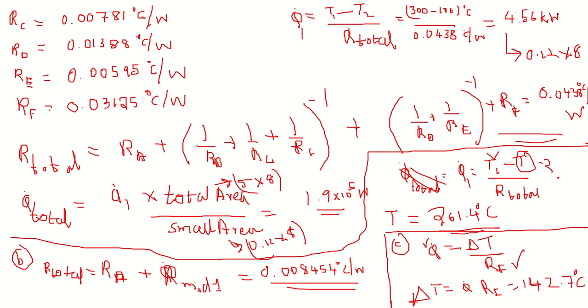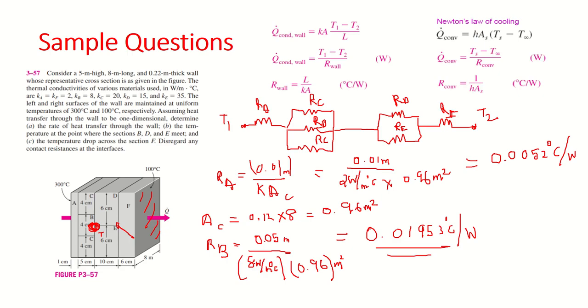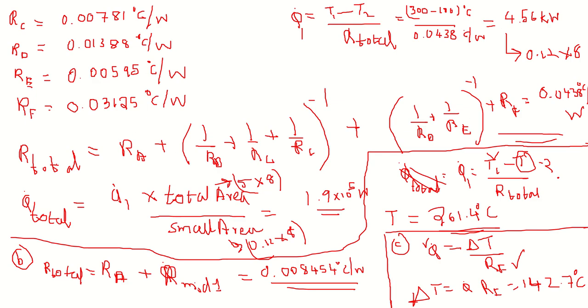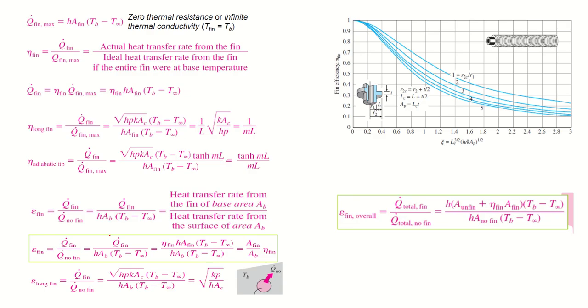Very easy, right? Very simple. It is related to the resistance network: forming the resistance network, finding individual R values, then computing the total R value, finding the Q total, then according to the question, doing step by step what is required. Now let's move to the fin part.